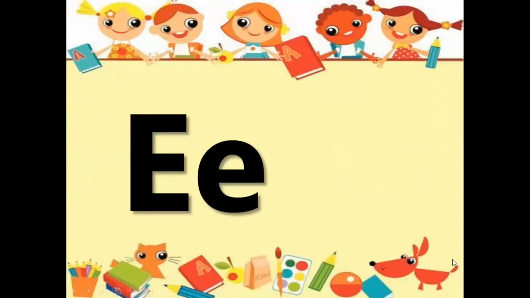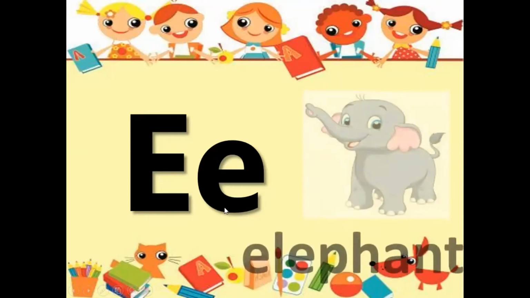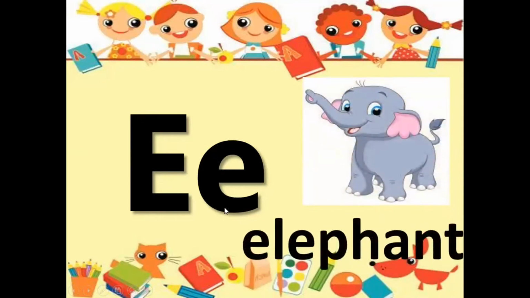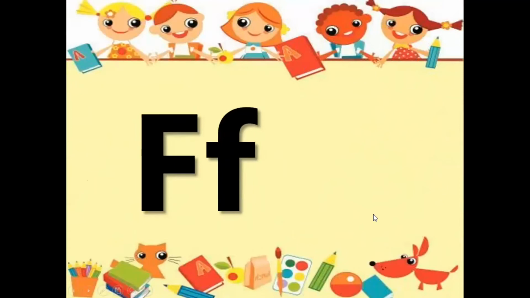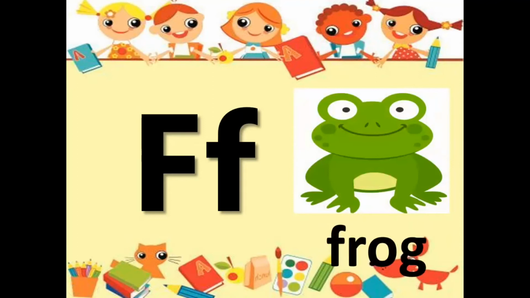The next letter is letter E. E says E. E is for elephant. Is an elephant a big or a small animal? It's a big animal. You are right. Let's go to the next letter. It's the letter F. Can you say F says F? Say it again one more time. F says F. And F is for frog.